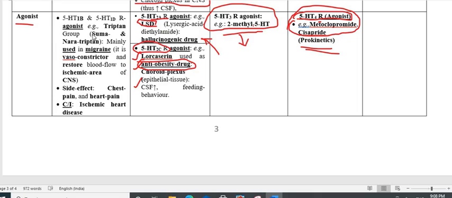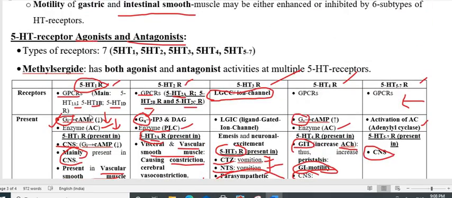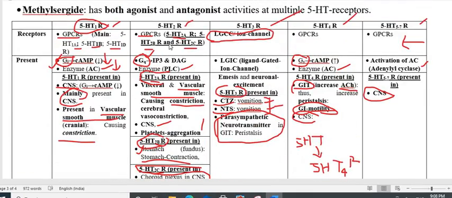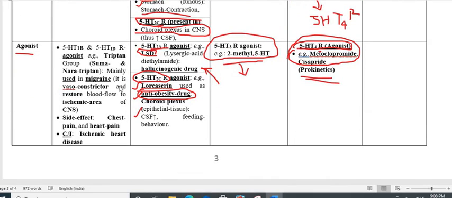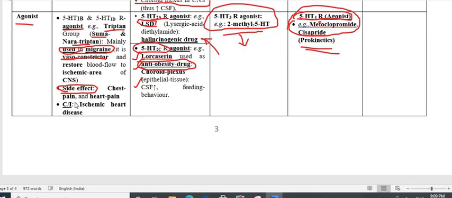Now we have to go through the 5-HT1 receptor agonists. The receptor subtypes we already discussed: with the 2 it is A, B and C, and with the 1 it is mainly A, B, D. Now we go through the 5-HT1B and 5-HT1D receptor agonists. The suffix is triptan: the drugs are sumatriptan and naratriptan. More drugs come from this triptan group, mainly used for the therapy of migraine, acting through vasoconstriction. The side effect is chest pain or heart pain, and they are contraindicated in ischemic heart disease. We are not going to discuss this in detail.